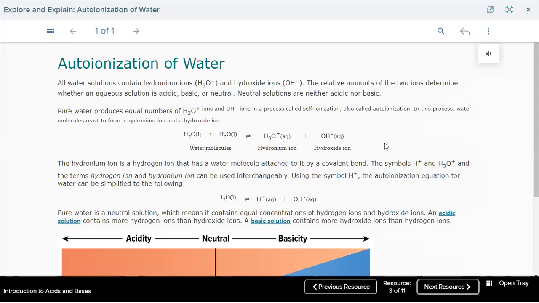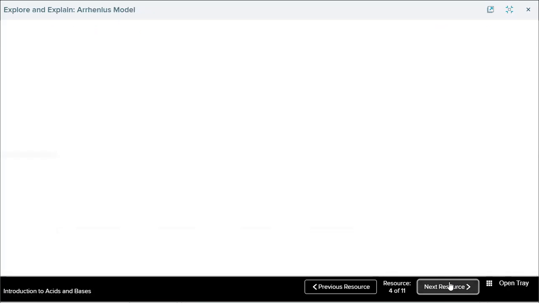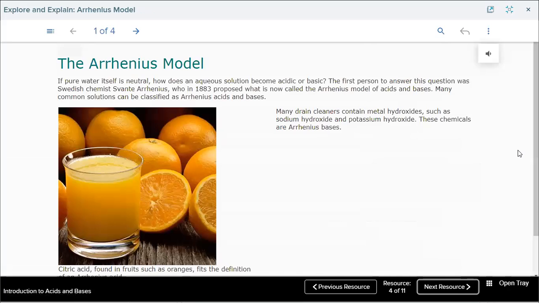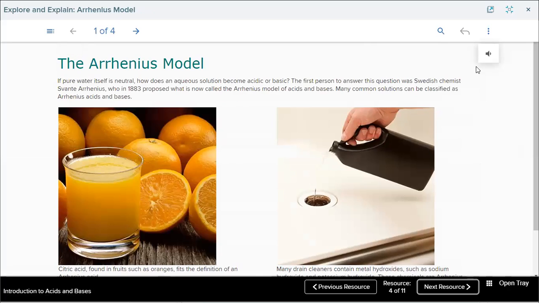This is about auto-ionization of water. Okay, it's not important. This is the Arrhenius model, the first model of acids and bases. Listen. The Arrhenius Model. If pure water itself is neutral, how does an aqueous solution become acidic or basic? The first person to answer this question was Swedish chemist Svante Arrhenius, who in 1883 proposed what is now called the Arrhenius model of acids and bases.